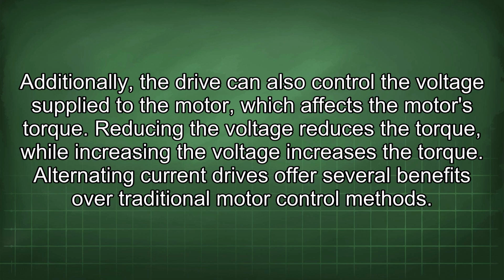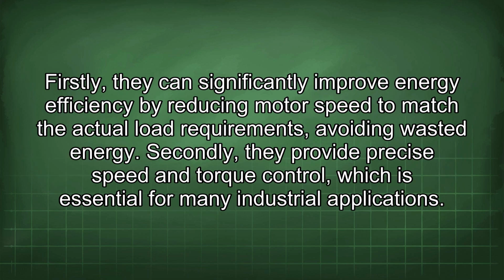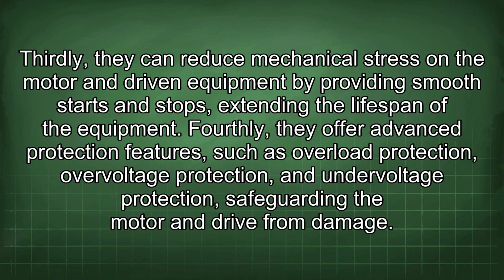Alternating current drives offer several benefits over traditional motor control methods. Firstly, they can significantly improve energy efficiency by reducing motor speed to match the actual load requirements, avoiding wasted energy. Secondly, they provide precise speed and torque control, which is essential for many industrial applications. Thirdly, they can reduce mechanical stress on the motor and driven equipment by providing smooth starts and stops, extending the lifespan of the equipment. Fourthly, they offer advanced protection features, such as overload protection, overvoltage protection, and undervoltage protection, safeguarding the motor and drive from damage.